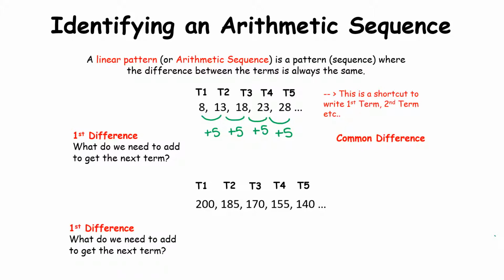So again, what do I add to 200 to get to 185? Well, I can talk about this as adding a minus 15. Same here, I add a minus 15, I add a minus 15, and I add a minus 15. And again, we have a common first difference. So this is an arithmetic sequence, or we can call it a linear sequence.